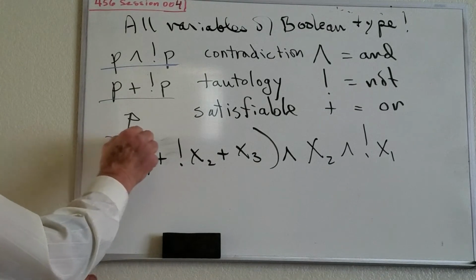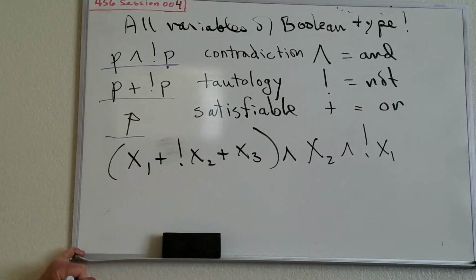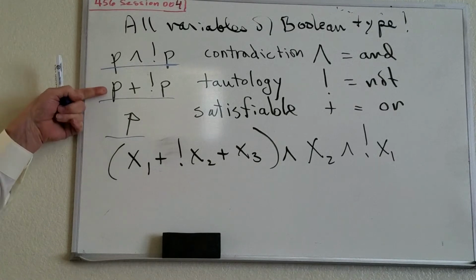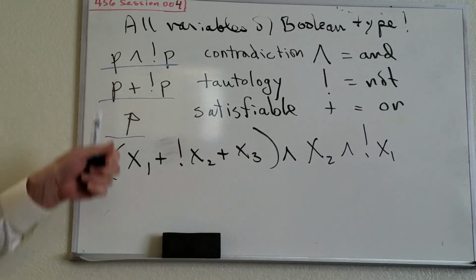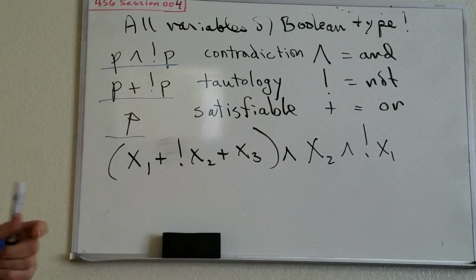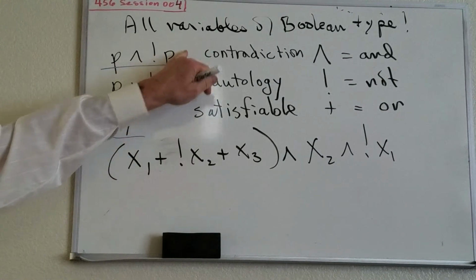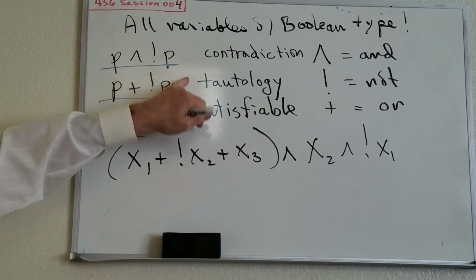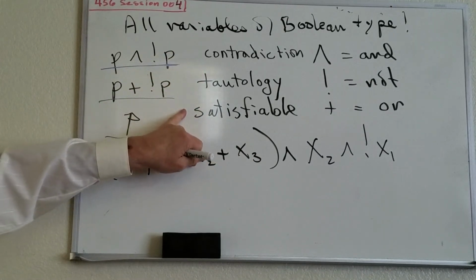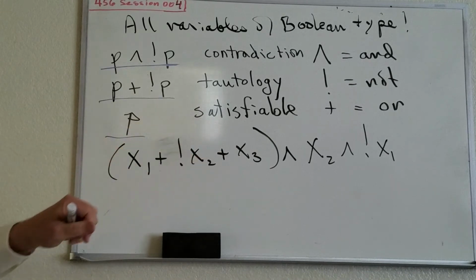Now this particular thing is satisfiable, meaning there is a way to assign truth values so that it's true. Now the tautology is also satisfiable because there's an assignment that makes it true. But the opposite of a contradiction is satisfiable. Now most people would say the opposite of a contradiction is a tautology, but that is not true in the way we're looking at things.